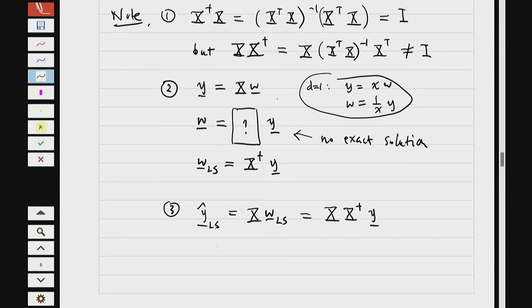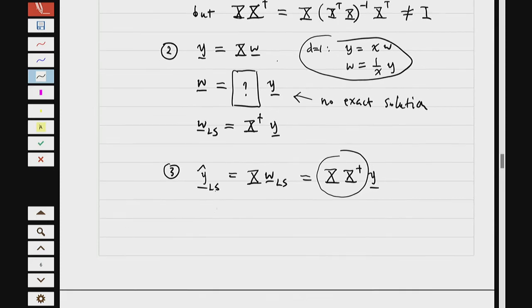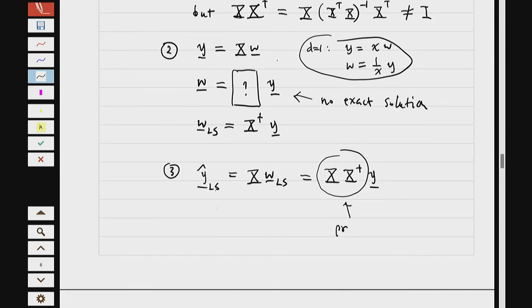So we can think that there is a matrix like this that serves as a transformer to map from the true labels to the predicted labels. So there's a projection of this vector, the true labels, to the vector of predicted labels. And that projection is X times the pseudo inverse of X. So this is a projection matrix.